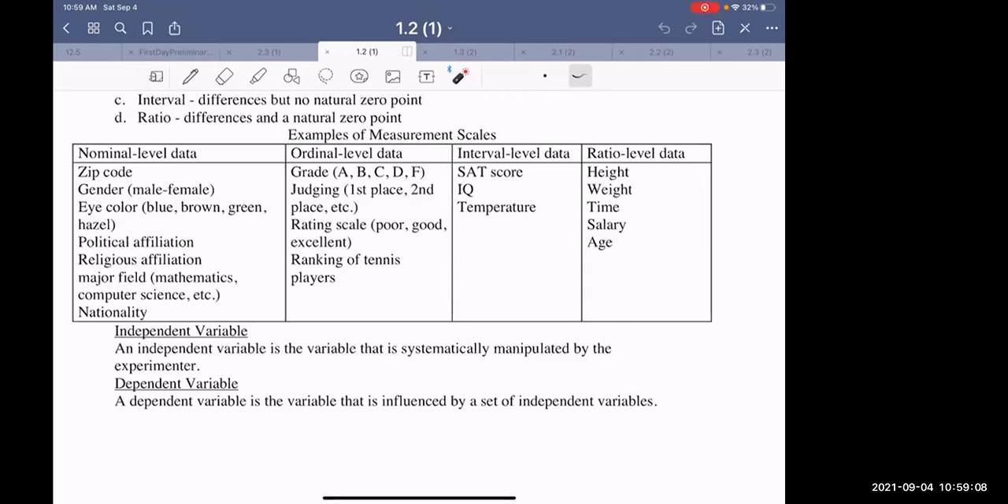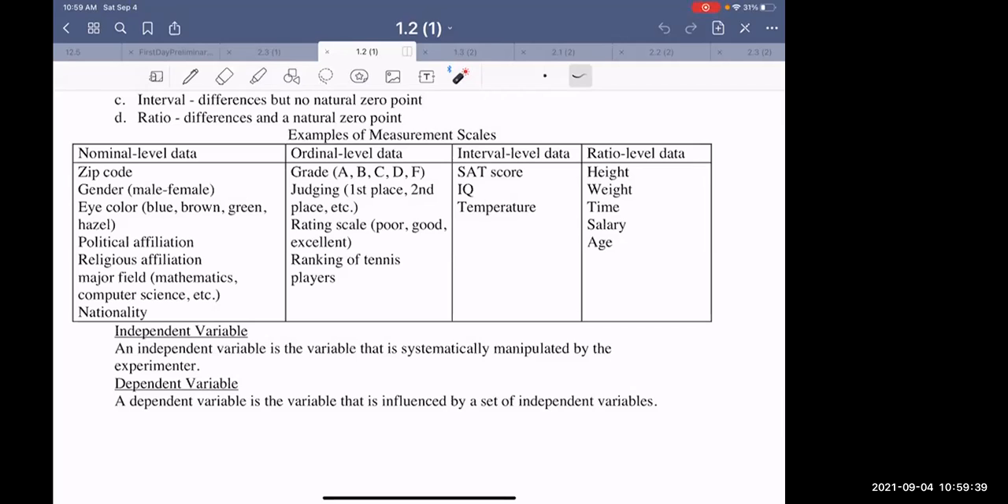For interval level data, take the SAT score. For your SAT score, you can say that a person who got a 550 had a score that's 100 points better than someone who got a 450.